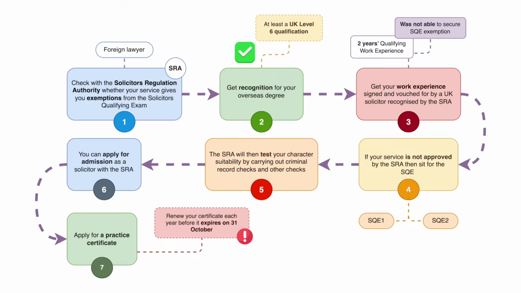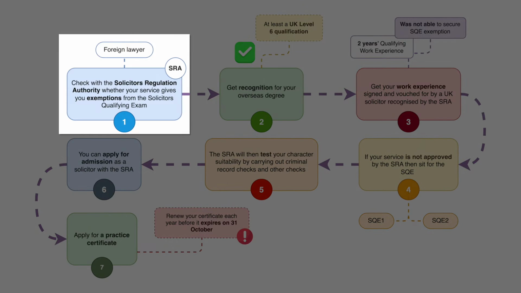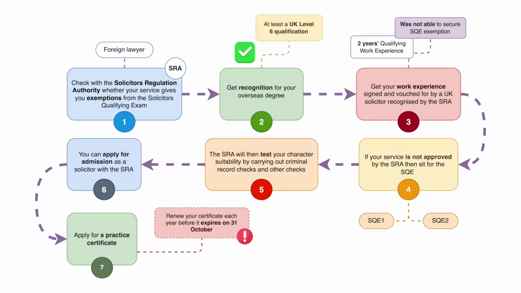Become a dual qualified lawyer. Step 1. First, check with the Solicitors Regulation Authority whether the service you want to offer as a foreign lawyer or registered foreign lawyer in the UK gives you exemption from the Solicitors Qualifying Examination. Please see Step 4 for possible exemptions. However, even if you get exemption from SQE 1 and SQE 2, you will still have to follow other steps in this guide.